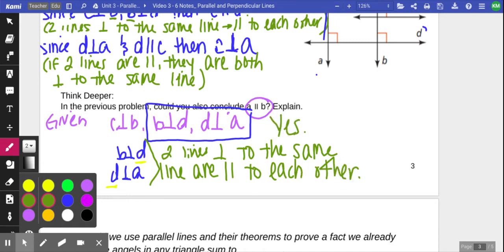Two lines perpendicular to the same line are parallel to each other, like the ceiling and the floor, both being perpendicular to the wall. Those are two planes perpendicular to the same plane, making them parallel to each other. So yes, we can.